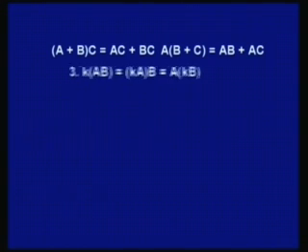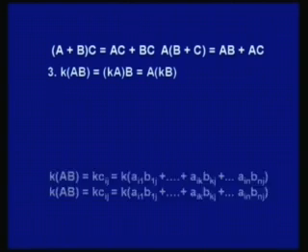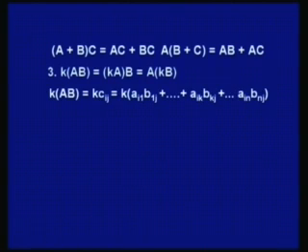Now, when this matrix product is multiplied by a scalar k, then kAB is the same as k times A then multiplied by B, or A multiplied by kB. So, this can be proved here.